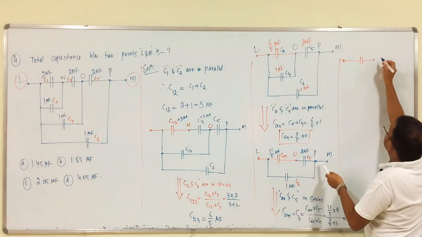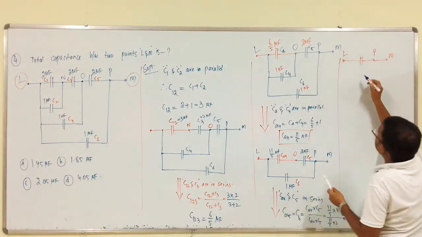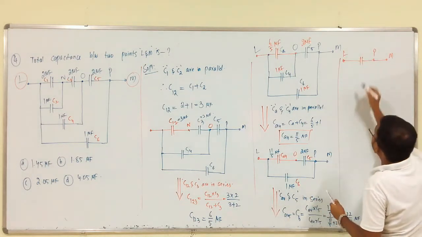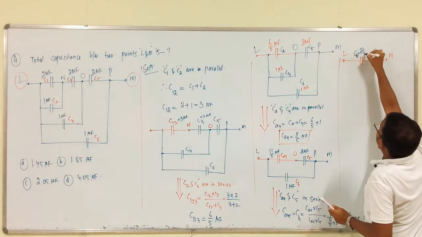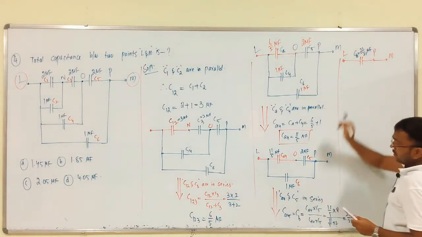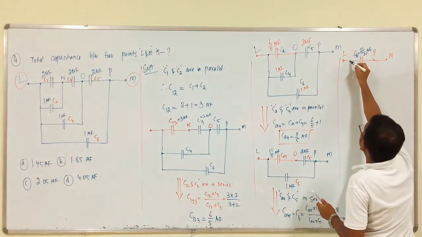This is P, which is equal to M. This is L, which is equal to... what is the value of Cb? Cb is equal to what? 22 by 21 microfarad. Then only we have what? Between this point and this point only 1 microfarad.